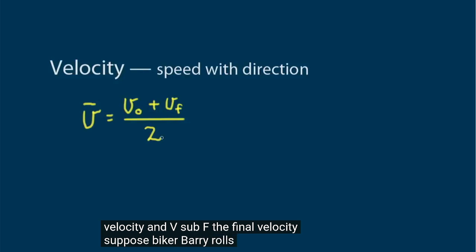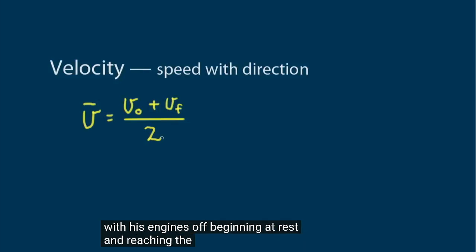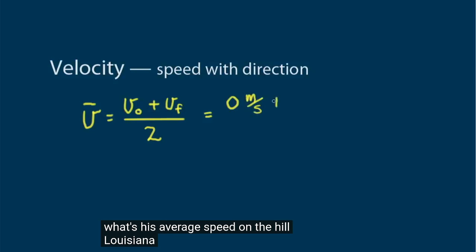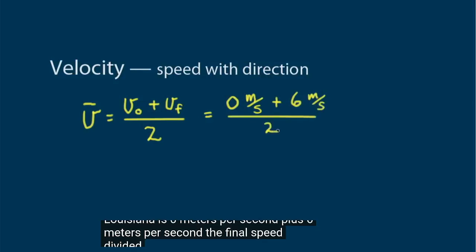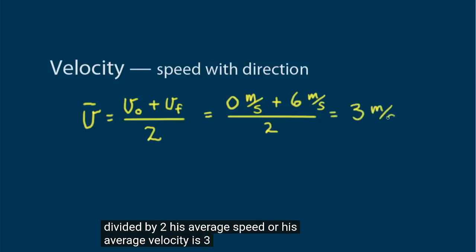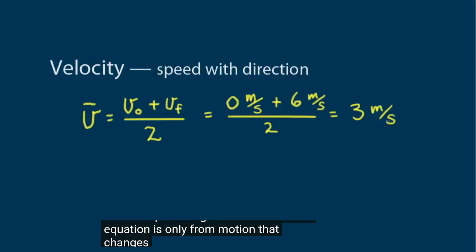Suppose Biker Barry rolls down a hill with his engines off, beginning at rest and reaching the bottom at 6 meters per second. What's his average speed on the hill? We see average speed is 0 meters per second plus 6 meters per second, the final speed, divided by 2. His average speed or his average velocity is 3 meters per second. That's simple enough, but remember, this equation is only for motion that changes at a steady rate.